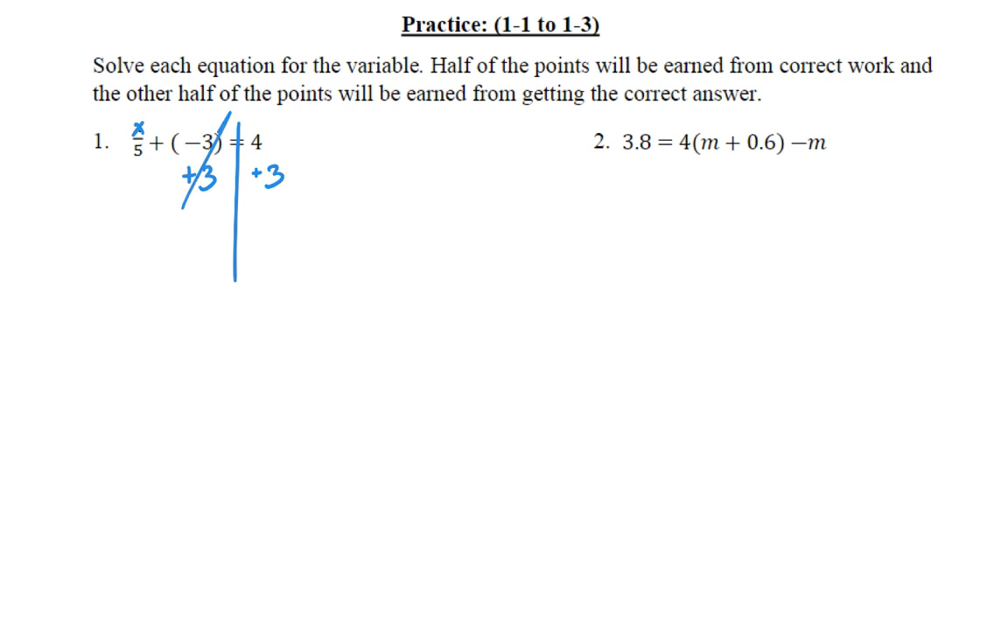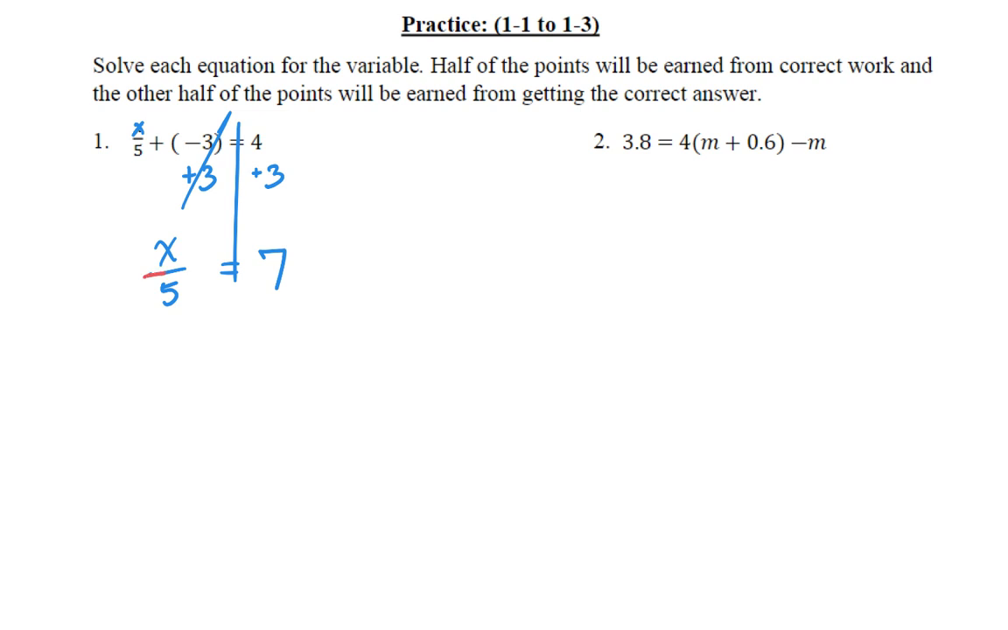So on the left side, I just have an x over 5. And on the right side, I have 4 plus 3. So a 4 and a 3 makes 7. So my equation is x over 5 equals 7. And this is the part where we get to solve it. So we're going to solve this by multiplying. Remember, we have to do the opposite.